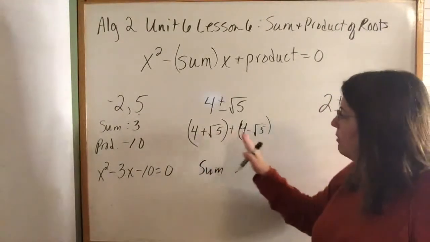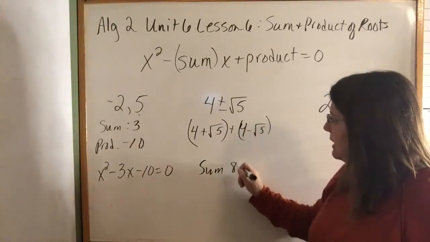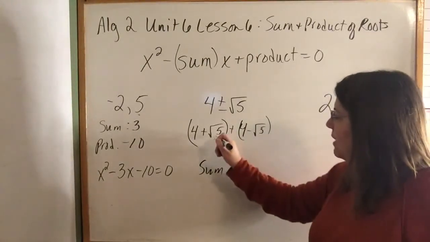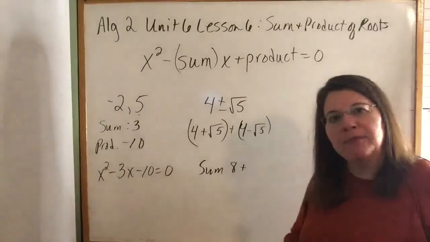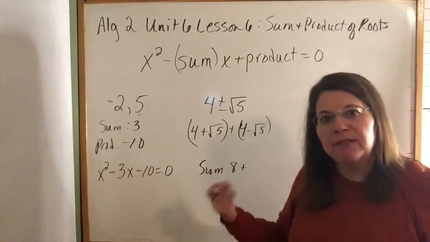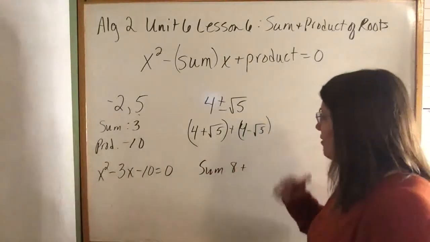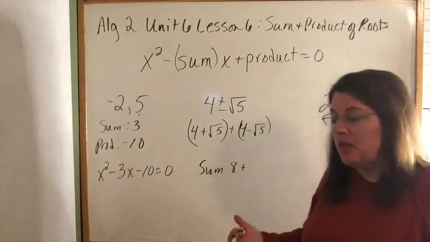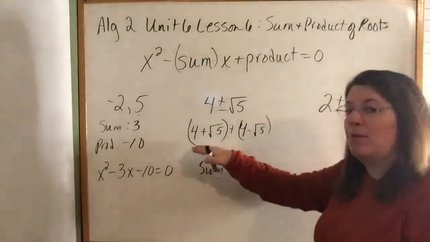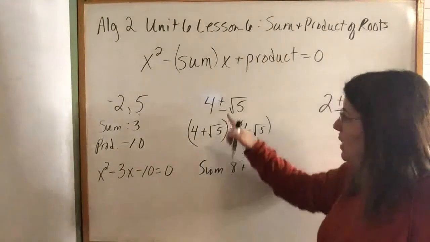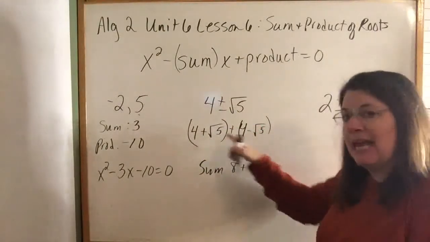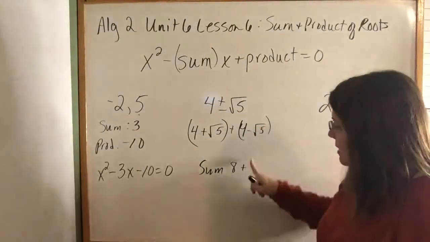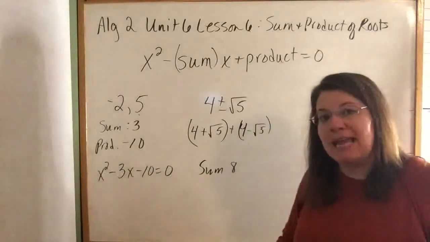So 4 plus 4 is 8, plus square root of 5 minus square root of 5. Well, what happens to that? The square root of 5 plus negative square root of 5, or square root of 5 minus square root of 5, is 0. So the nice thing about irrational roots here is, since you have the plus and minus, they're going to cancel each other out every time. So the sum is just 8.